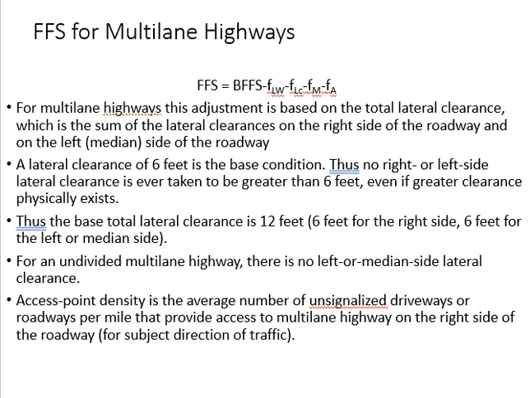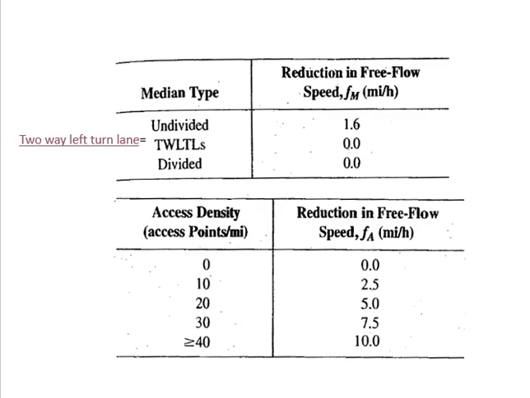Then we have a factor for median type, Fm. We have 3 possibilities here. You may have a median, so the last value, divided. You may not have a median, then undivided. And you may have something between them, which we call a two-way left-turn lane. So there is an extra lane, an odd lane between the two directions, and this lane is used for left turning by anyone, whether he is coming from this side or this side.